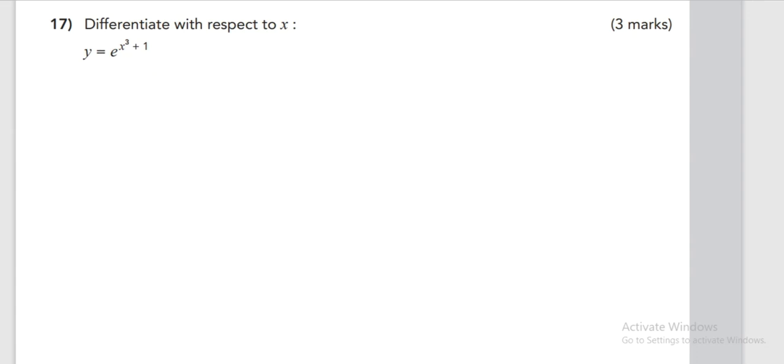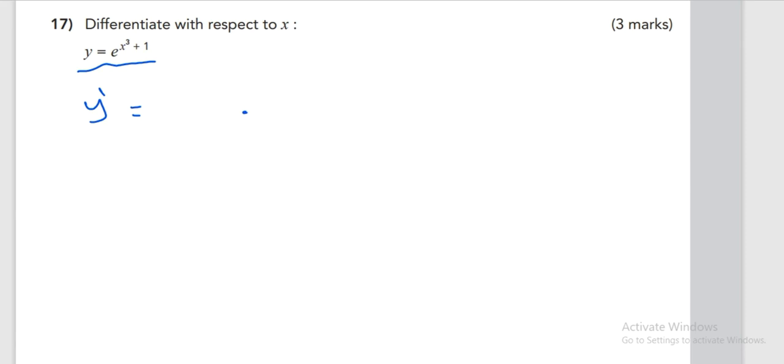Question 17. Differentiate with respect to x the function y equals e to the power of x to the power of 3 plus 1. Here it's a very direct question, very simple. It's differentiating an exponential equation with base e. As we said before, the rule of differentiating this function is writing the same function. We have two parts multiplied.